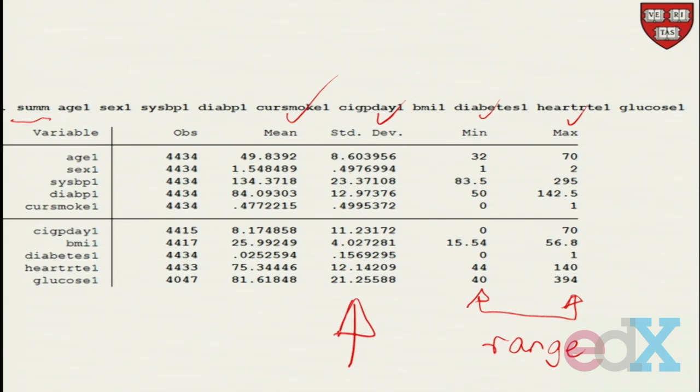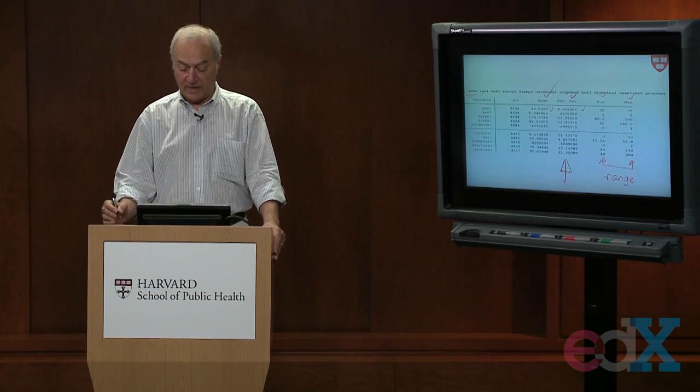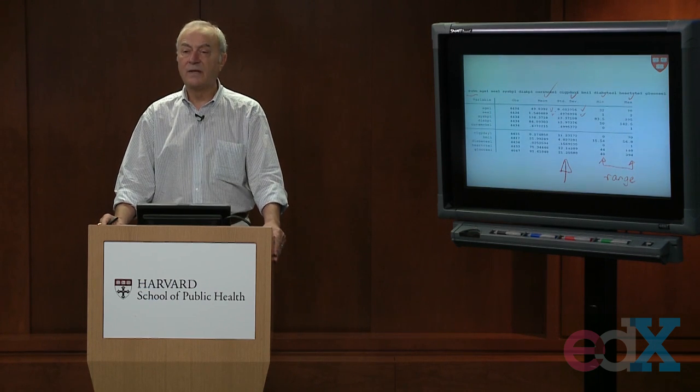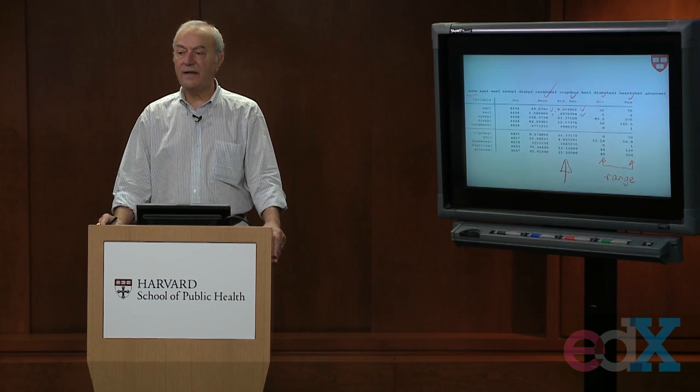So, for example, the standard deviation for age at age 1, which is the age at the first visit, is 8.60 around a mean of 49. And around sex, it's 0.497 around a mean of 1.54, and so on. All right? So that's the definition of standard deviation.